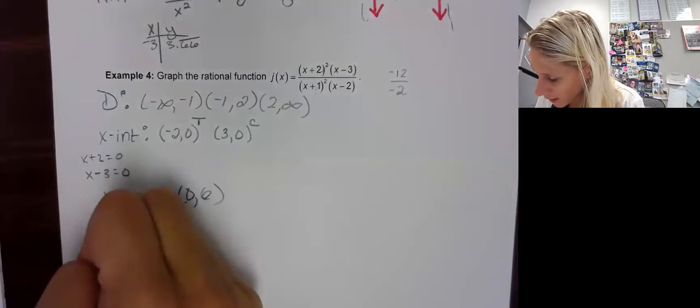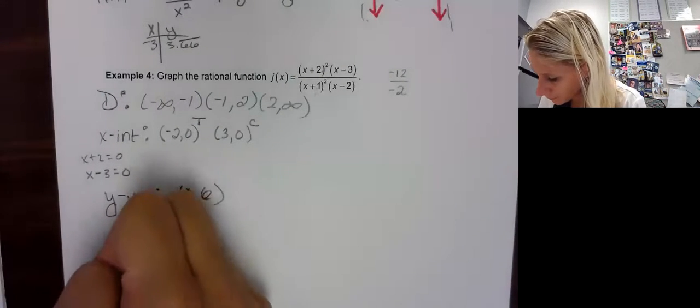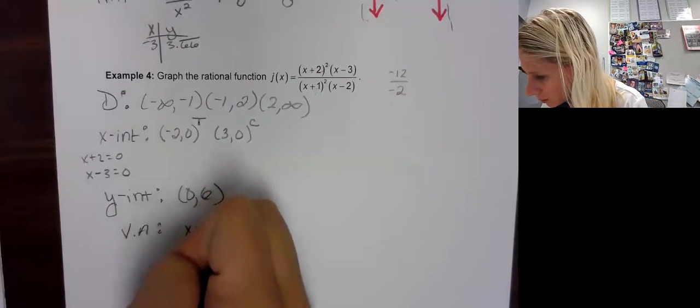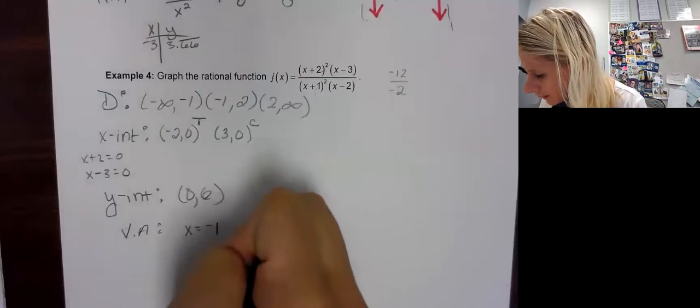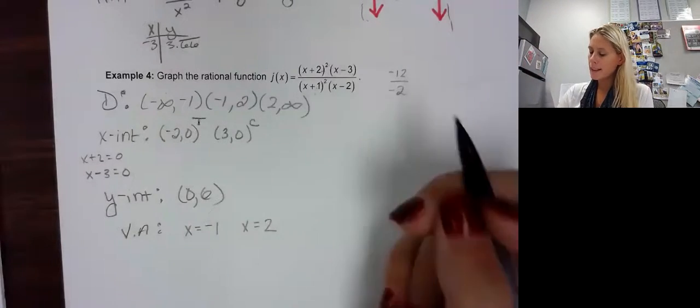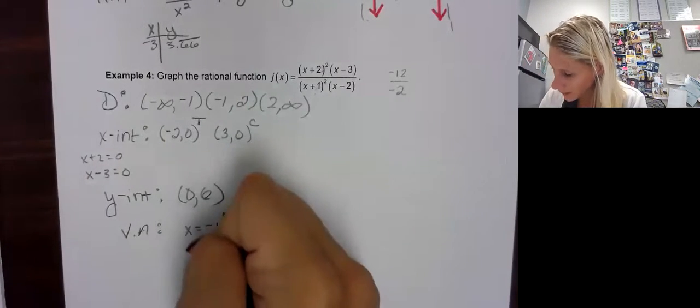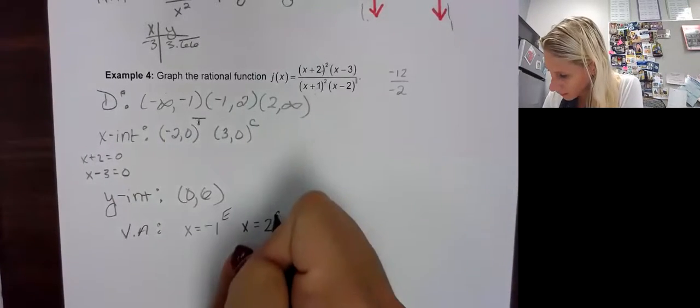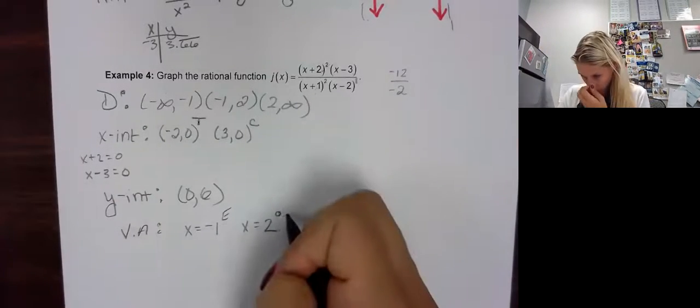Then we have vertical asymptotes, right? Look at our denominator. That's x equals -1 and x equals 2. At -1, it's an even because the exponent is 2. And at 2, the exponent is 1, so it's an odd.